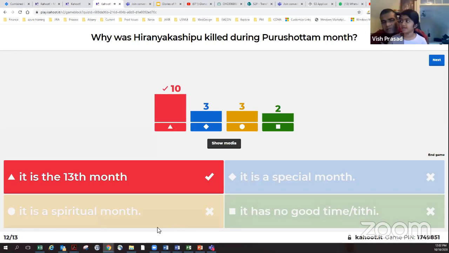Oh, my headphone fell off. The best answer is the 13th month. But Hiranyakashipu, it's a spiritual month, that's why. All good answers. The main thing is Hiranyakashipu said he cannot be killed in twelve months, so it had to be the 13th month.